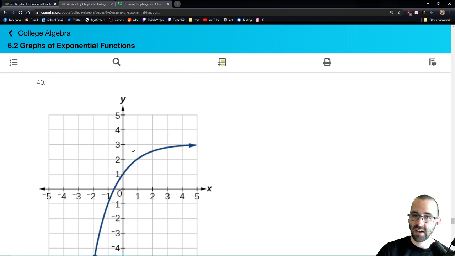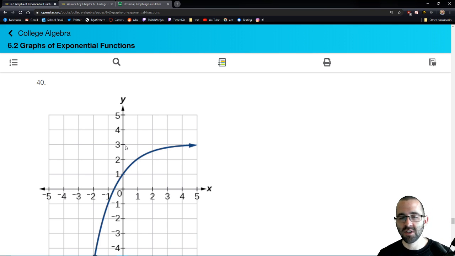This one, again, got flipped upside down. This one also got flipped left to right. And again, this one also got moved up 3. This is where the asymptote is. Okay, so that's where you want to start with these ones.